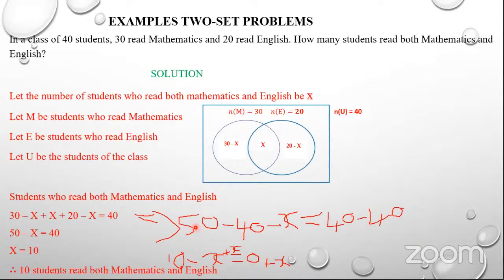Since it's an equation, what we normally do is that what you do to the left hand of the equation, you do to the right hand. So what I decided to do in this case was to take out the 40 first. So I'll subtract 40 from both sides. So you can see that you have 50 minus 40 minus x equal to 40 minus 40. So this will go to 0. Then 50 minus 40 will give us 10 minus x.